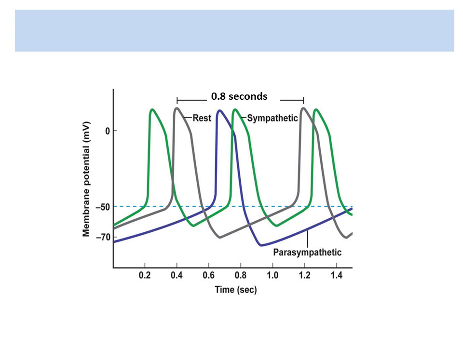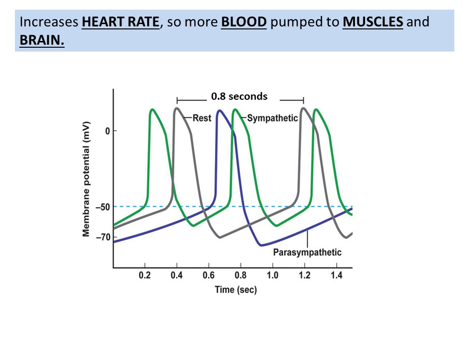The first response, which we're most familiar with, is an increase in heart rate. An increase in heart rate results in more blood being pumped to the muscles and the brain, and that is obviously a useful response because this increase in blood flow to our muscles allows us to increase the amount of oxygen and glucose that's being delivered to the muscles for respiration so that they can be more active. We might need to run away quickly, and also to the brain so we can think quickly.